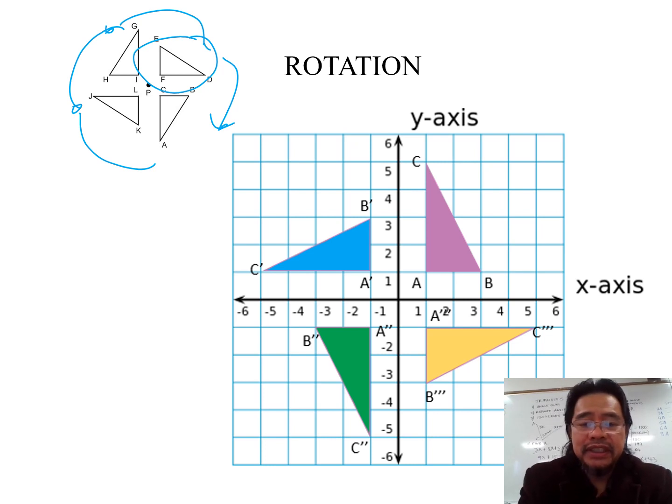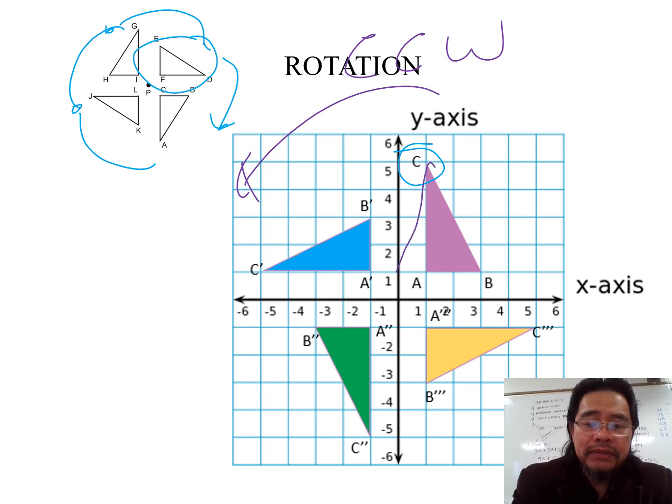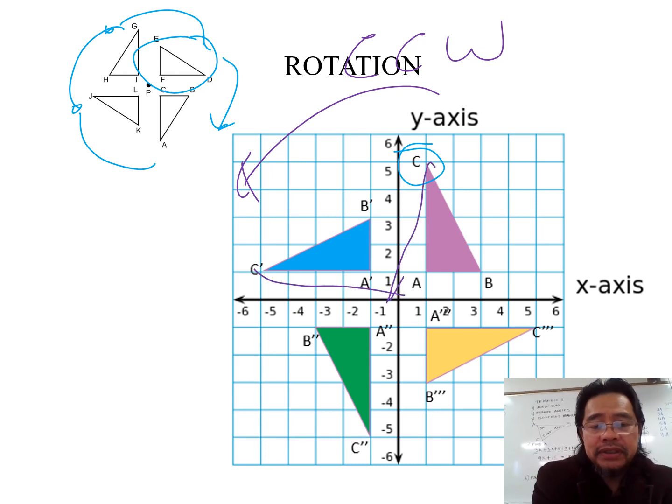Let's start with C. Okay, C here. It is counterclockwise. Counterclockwise, if it runs counter to the movement of the clock. We call it counterclockwise. Okay, so it moves here from C. It moves to this part here, and the point of rotation is from here to the origin or 0 from C. That is the point of rotation.